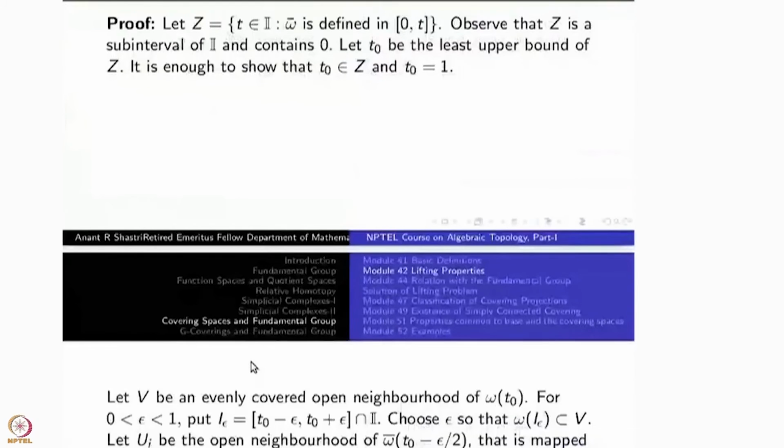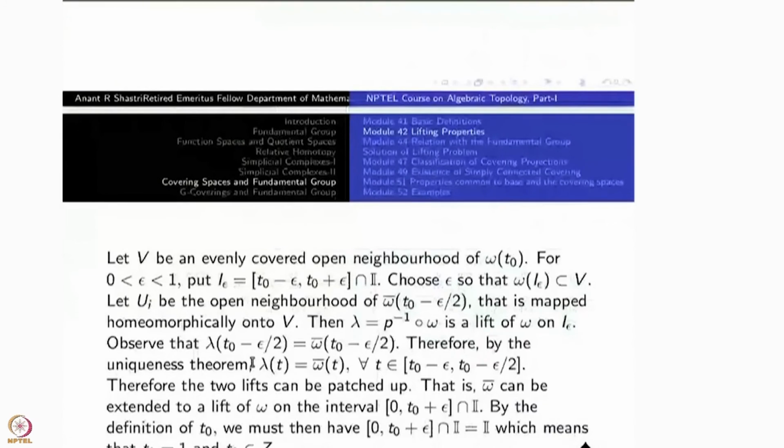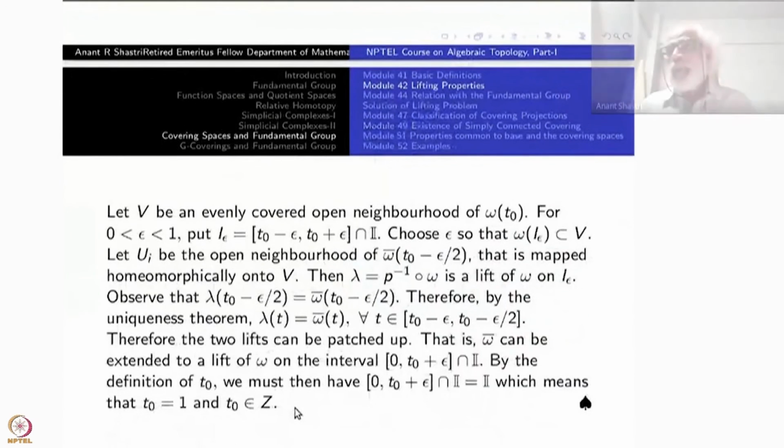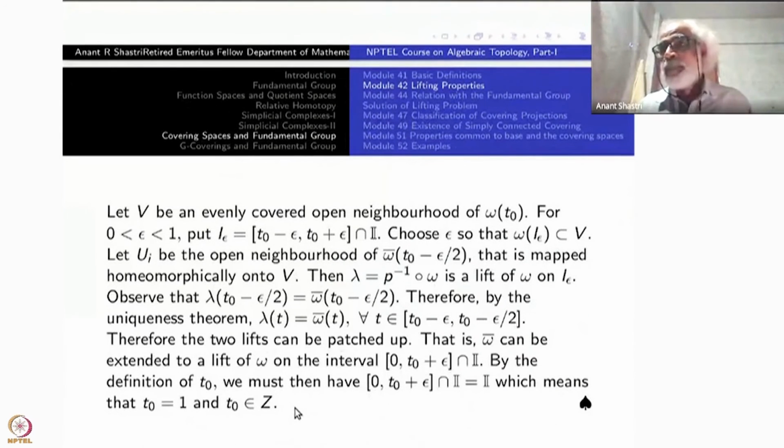Start with an evenly covered neighborhood of omega t naught. Up to t naught, the map is defined. At t naught is a supremum. So if you take anything a little smaller than t naught, the function is defined. Now I want to do it at t naught. So take an evenly covered neighborhood of omega t naught.